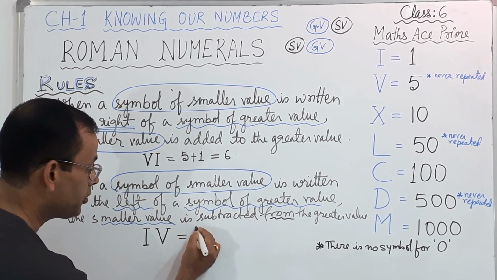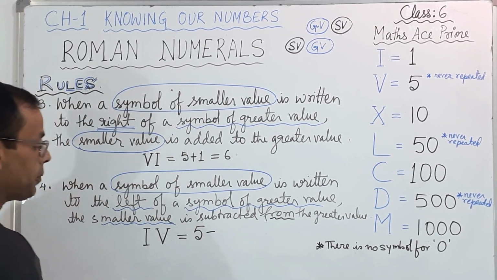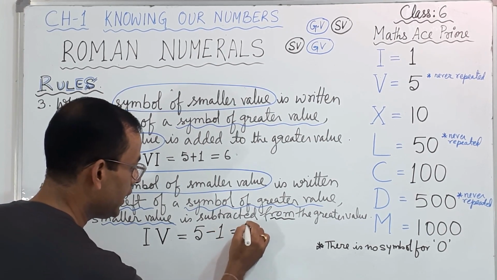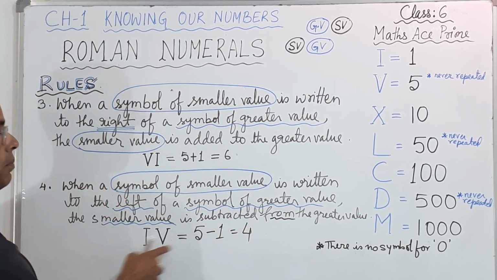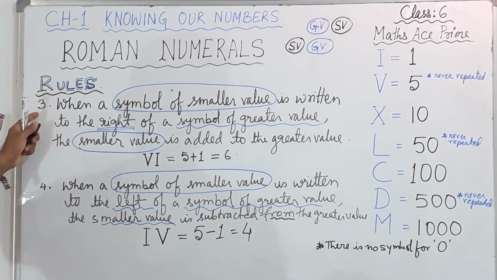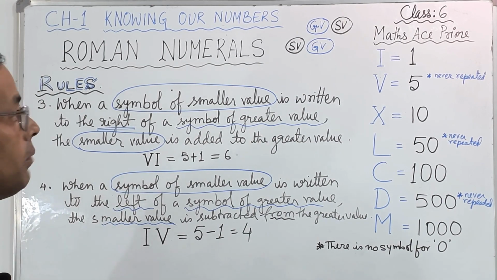5, and from 5 we are going to subtract I, which means 1. So what do we get here? 4. So this symbol means 4. I hope you have understood rule number 3 as well as rule number 4.